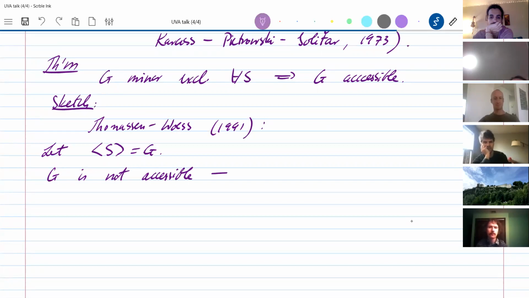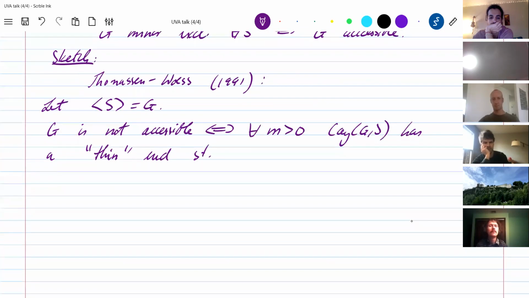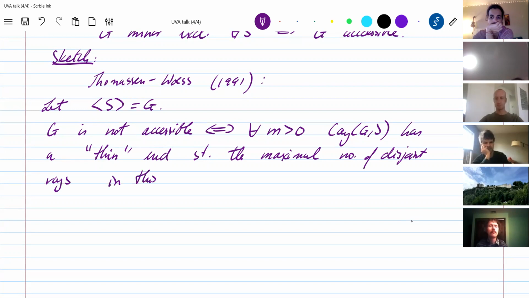And so what they prove is that G is not accessible if and only if for any m greater than 0, the Cayley graph has what I'm going to call a thin end. I'm going to tell you what that means in a second. It's largely what you imagine it to be. It has a thin end such that the maximal number of disjoint rays in this end is at least m.